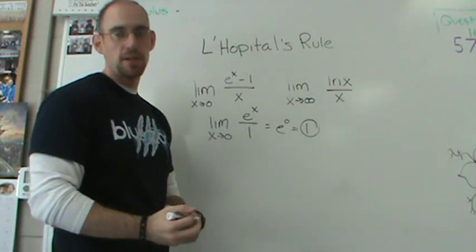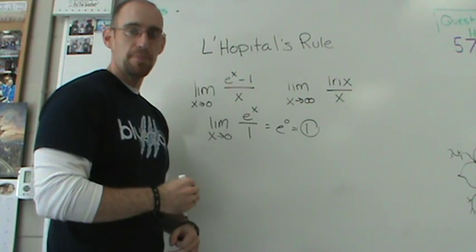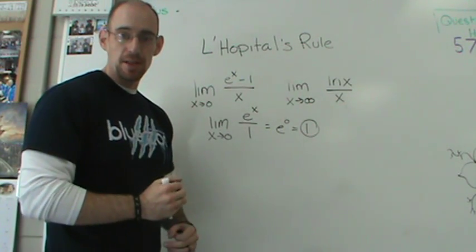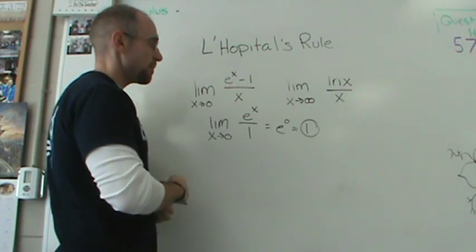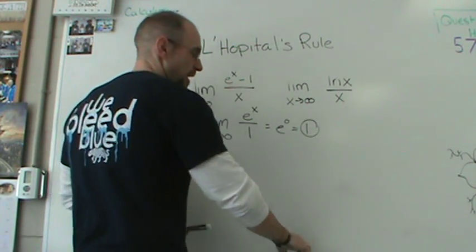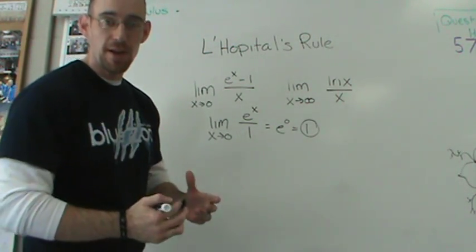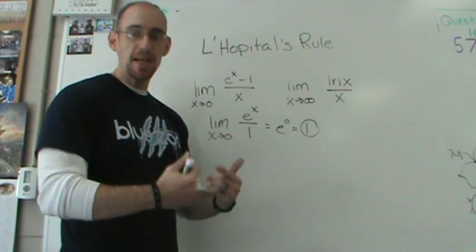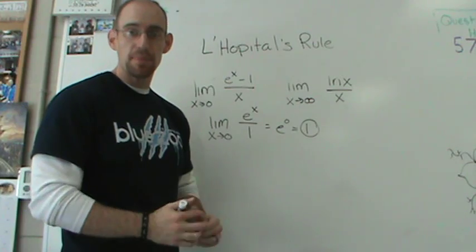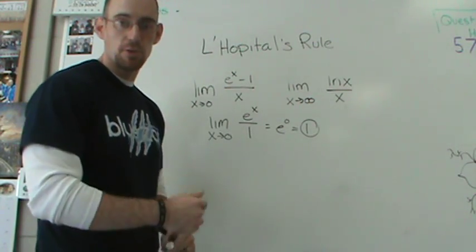You take the derivative of the top and the bottom, and then evaluate the limit like you normally would by direct substitution. Okay? So, if you get to a point where you still have 0 over 0, or infinity over infinity, you just keep taking the derivative again and again, until you get to a point where you can plug directly in.